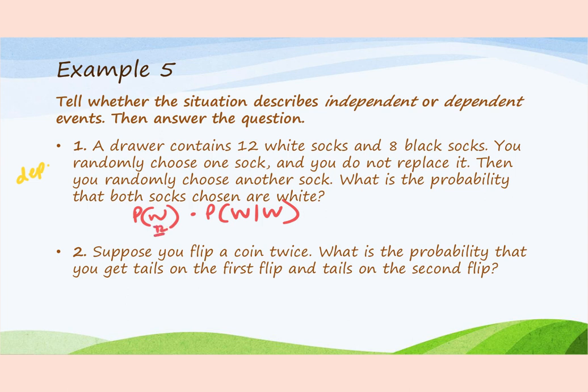12 out of 20. And what's the probability you choose it the second time? 11 out of 19. Good. So this becomes, 4 goes into both those, 3 and 5. And I get 33 over 95. Good.